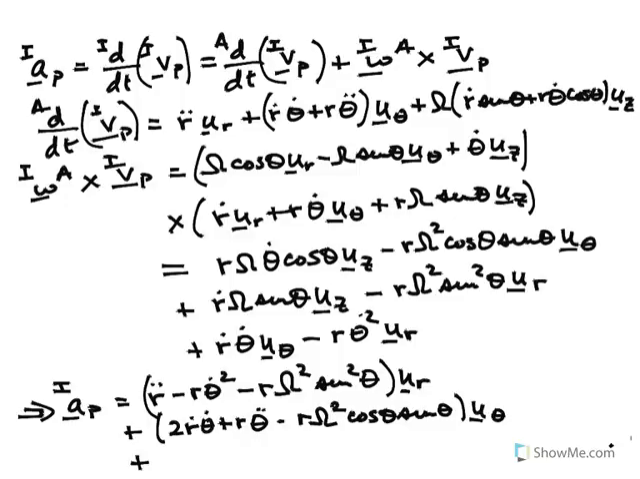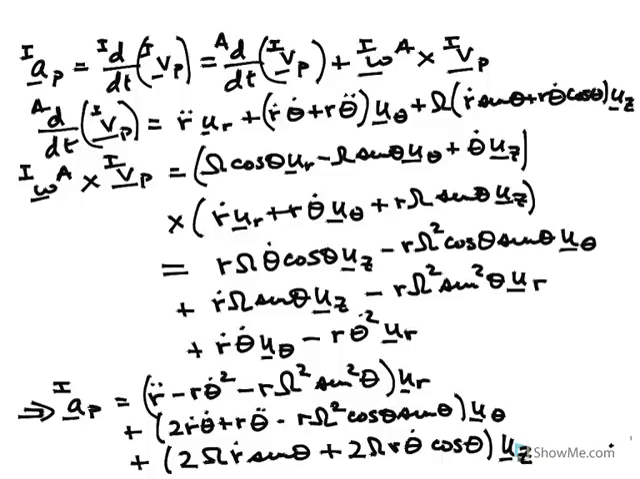you actually get in the U_Z term, you got R omega theta dot cosine theta, but then you have another R omega theta dot cosine theta, and then you have the same thing for the omega R dot sine theta. You have two of them. So you get 2 omega R dot sine theta, and then plus you've got 2 omega R theta dot cosine theta times U_Z. So that should pretty much take care of the inertial acceleration.